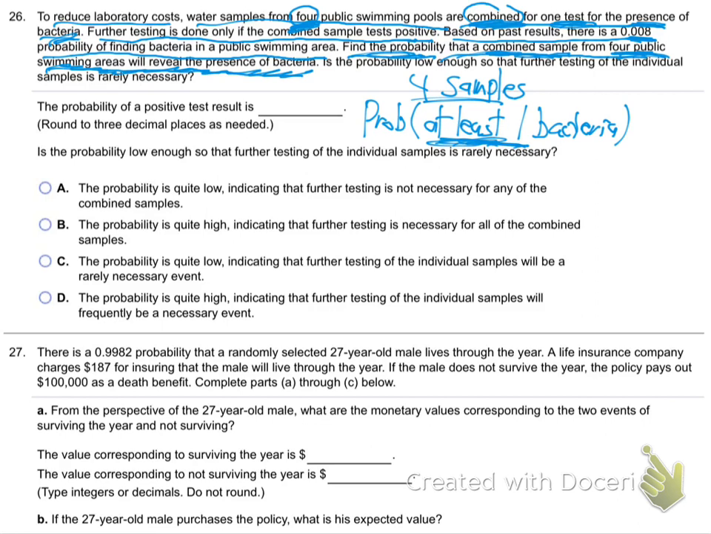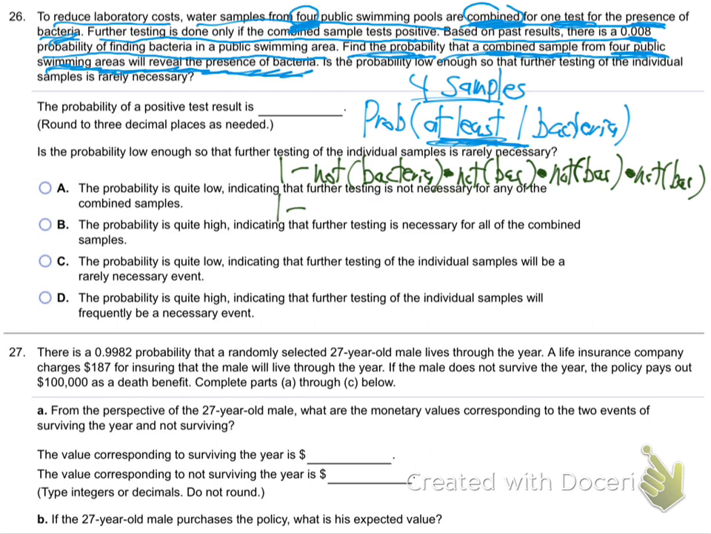We're going to go 1 minus naught bacteria times naught bacteria times naught bacteria times naught bacteria. All right, here we go. 1 minus. Now, what's the chance of not finding bacteria? Well, based on past results, there's a 0.08 probability of finding bacteria.